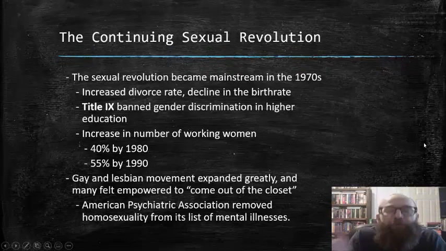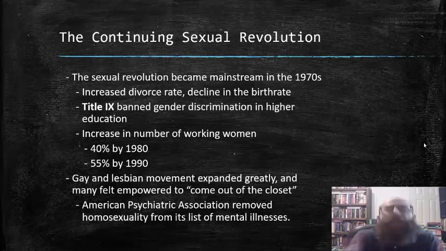The sexual revolution that emerged from the 1960s countercultural movement became more or less mainstream in the 1970s. This led to an increased divorce rate and a decline in the birth rate as more and more women took control of their sexual natures and their bodies. A new law, Title IX, banned gender discrimination in higher education. And there was an increase in the total number of working women in the United States in this period. By 1980, 40% of all women were in the workforce, and that had increased to 55% by 1990.